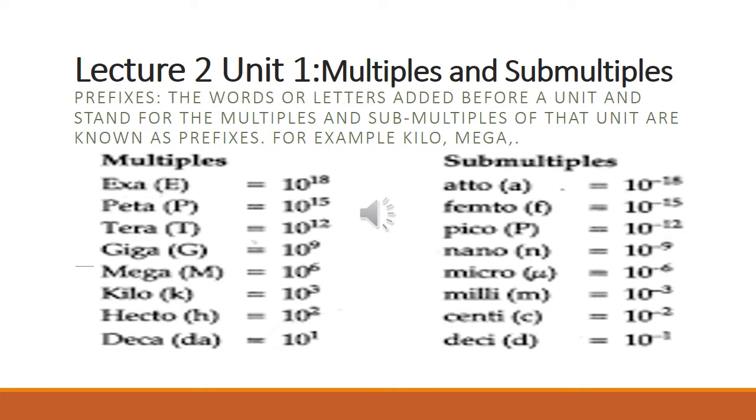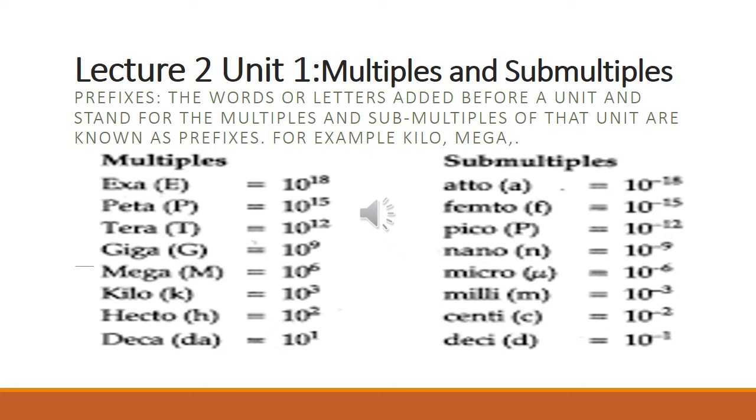So exa is represented by E. This is a multiple and it is equal to 10 raised to power 18, positive power. And peta is represented by P. It is equal to 10 raised to power 15. One thing you must remember, students, is that in case of multiples, the power of 10 is always positive. The same is the case with tera, represented by T, and it is equal to 10 raised to power 12. This table you can see in detail in your class 9 book, where the topic of prefixes is given.